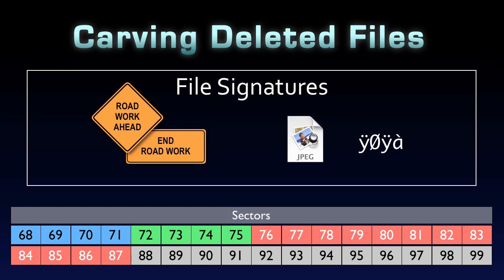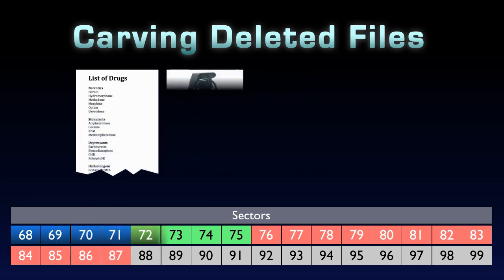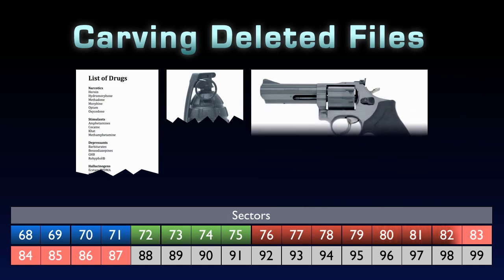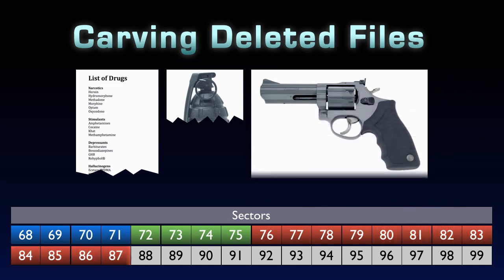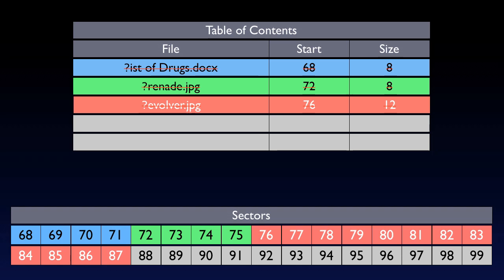So with our forensic tools, what we do is we carve through, look through every page of that hard drive, and we look for those file headers, and we carve out those files that are on the computer, whether the table of contents says they're there or not. And in this case, you can see we get the first couple of pages of the list of drugs, part of the hand grenade picture, and the entire revolver picture. And then, again, by deleting the revolver, that file is there forever until it's overwritten.